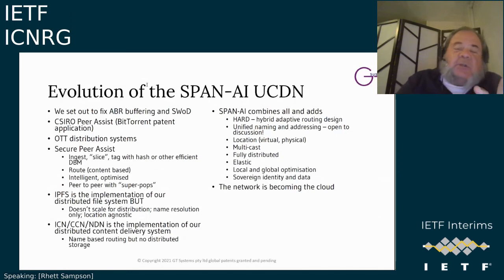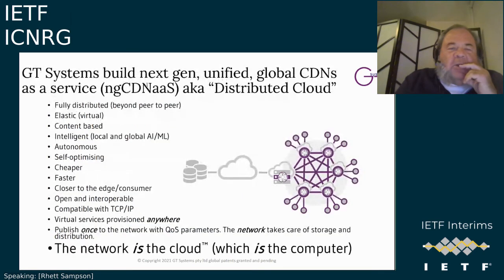But in essence, and this only kind of dawned on us over time, what was happening is that the network is becoming the cloud. When you take this fundamentally different approach and smash the two things together, then the network becomes the cloud and therefore the computer. So we're talking really about distributed cloud and distributed computing. So this is what we do.